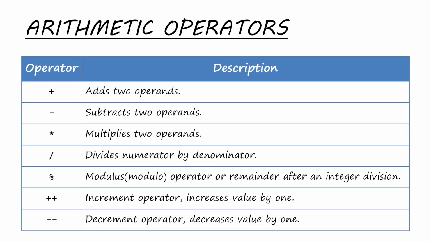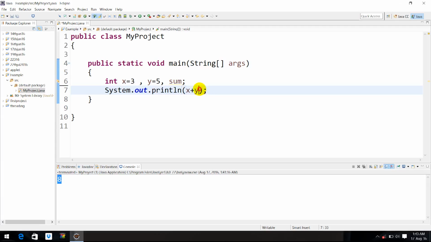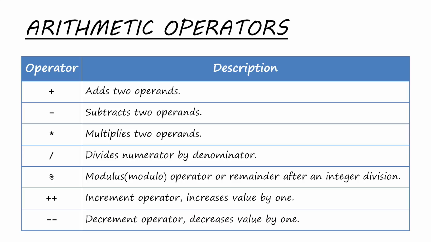Now, the modulus operator is used to find the remainder when you perform an integer division. If you write 6 modulus 4, then 6 divided by 4 gives a remainder 2. So we will get an output of 2. The increment operator is used for increasing the value by 1 and the decrement operator for decreasing the value by 1. We will have a look at these operators in some more detail.